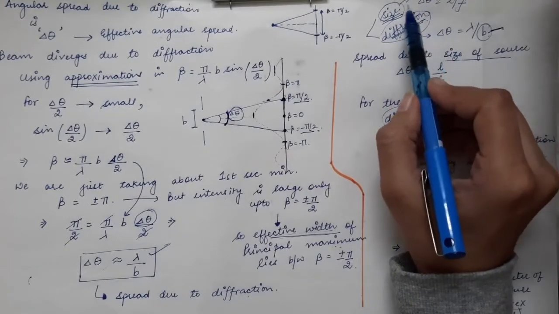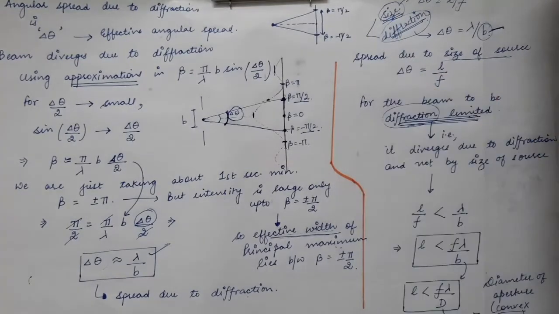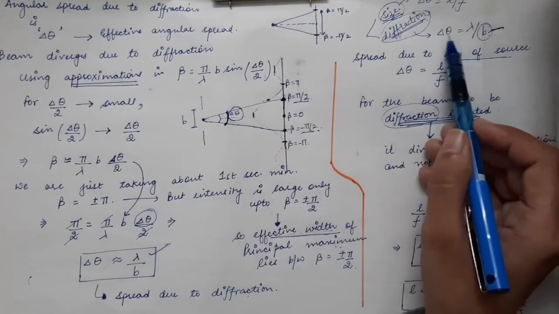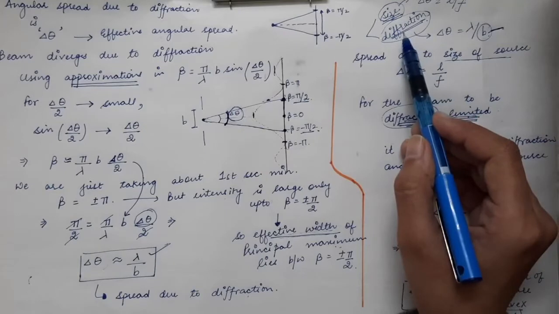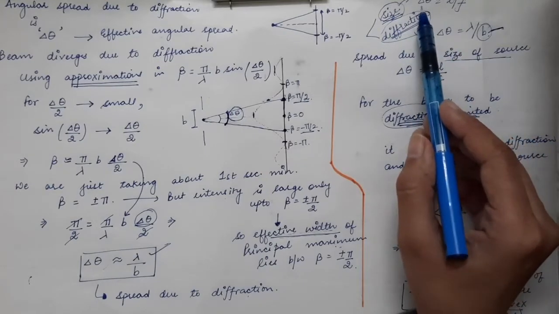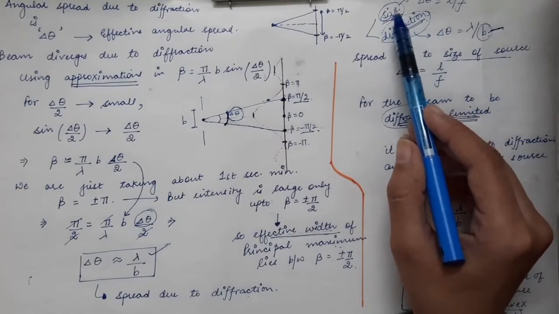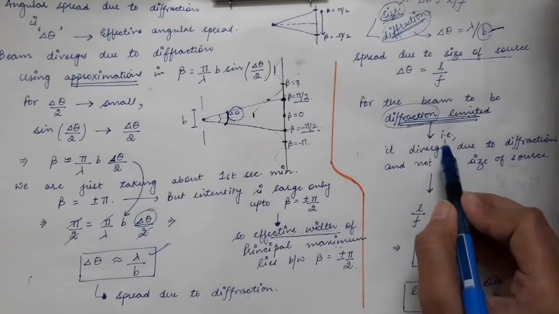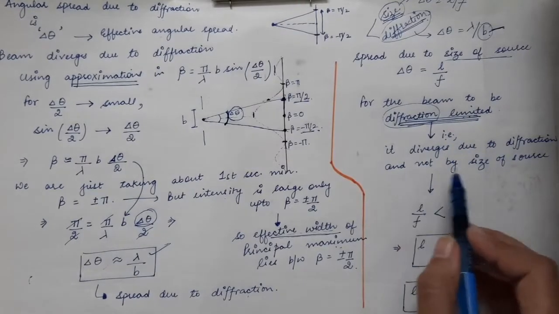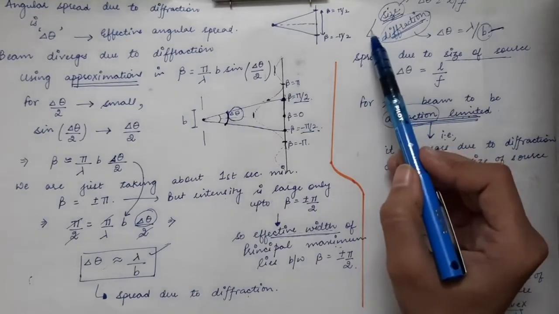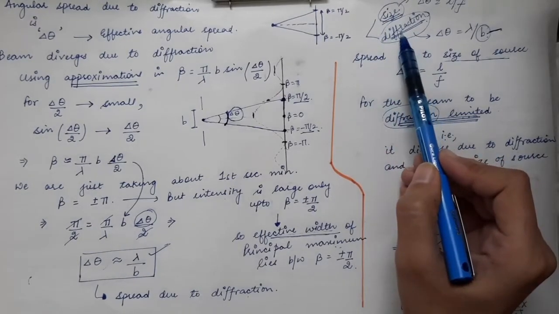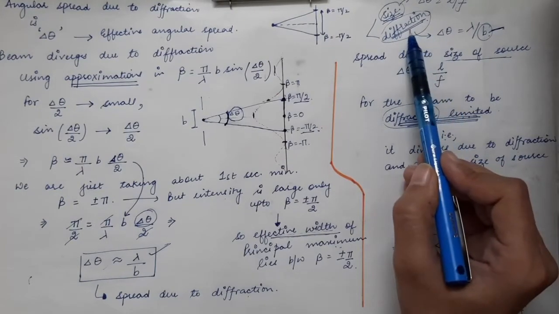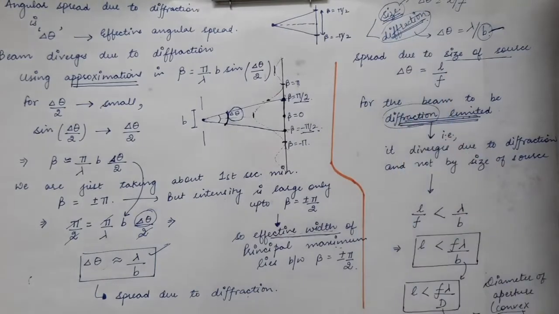Now for a beam to be diffraction limited, the delta theta, the angular spread due to diffraction, must always be greater than the angular spread due to the size of the source. So for the beam to be diffraction limited, that is, it diverges due to diffraction and not by the size of the source: the beam gets diverged due to size as well as due to diffraction, but the beam is said to be diffraction limited if the angular spread due to diffraction is greater than the angular spread due to the size of the source.